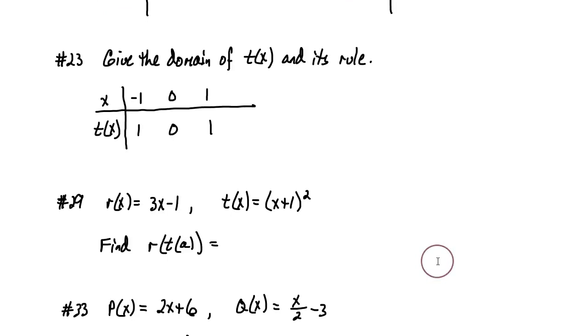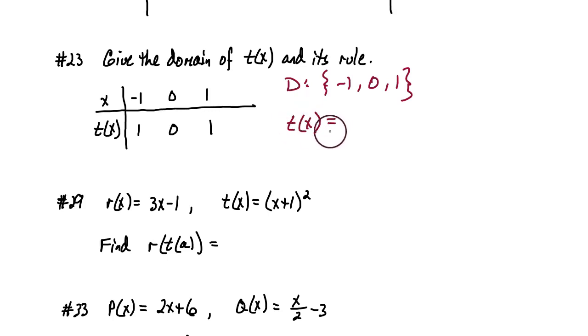Number 23, give the domain of function t and then make a rule for it. The domain is all of the x values. It looks like there's a -1 and a 0 and a 1 in that first row. Now we're asked to give a rule that will find us t of x. There are different possibilities. One that I noticed right away is that these answers for t are the absolute values of these numbers for x. So one possible rule is to say the absolute value of x. That is not the only answer you could have given.